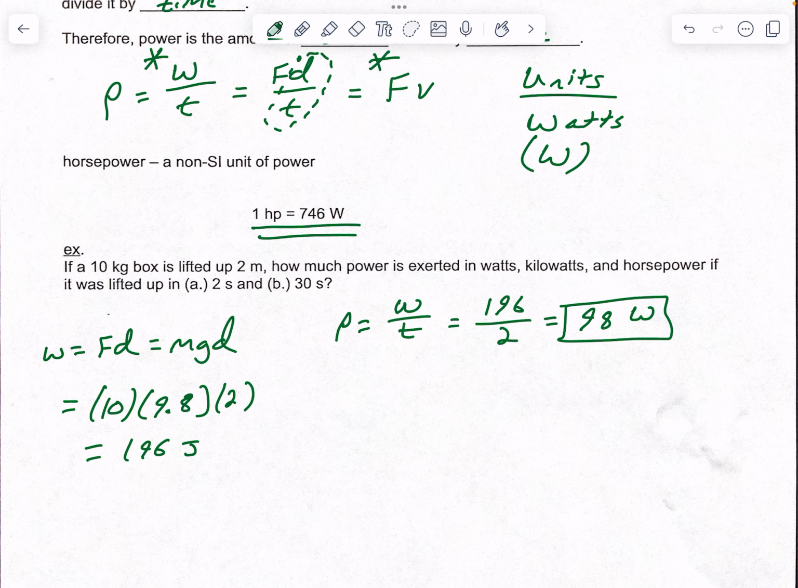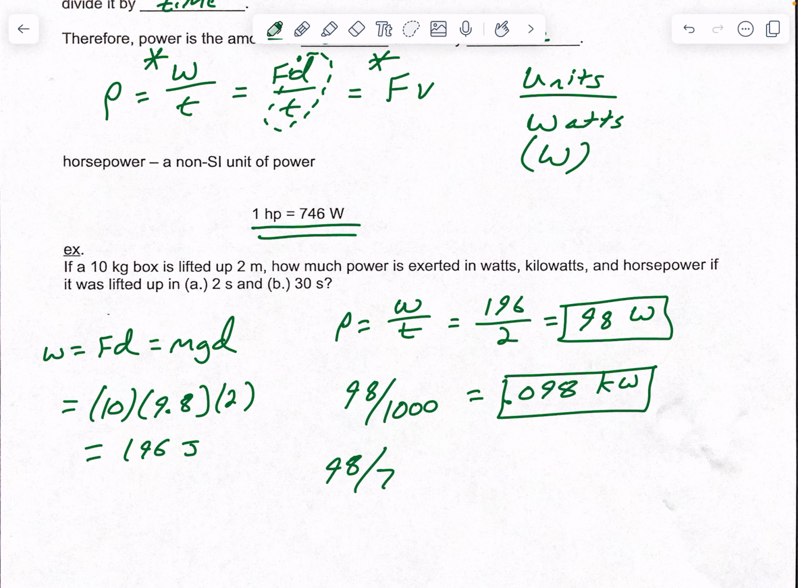I also want it in kilowatts and horsepower. Remember, there are 1,000 watts in a kilowatt. If you're ever confused on whether to multiply or divide, you basically have 98 out of a possible 1,000 watts. So 98 divided by 1,000 gives you 0.098 kilowatts. Now, if you want to do horsepower, 1 horsepower equals 746 watts, and you have 98 watts. So you have 98 out of a possible 746 watts. Divide those two, and you get 0.13 horsepower.